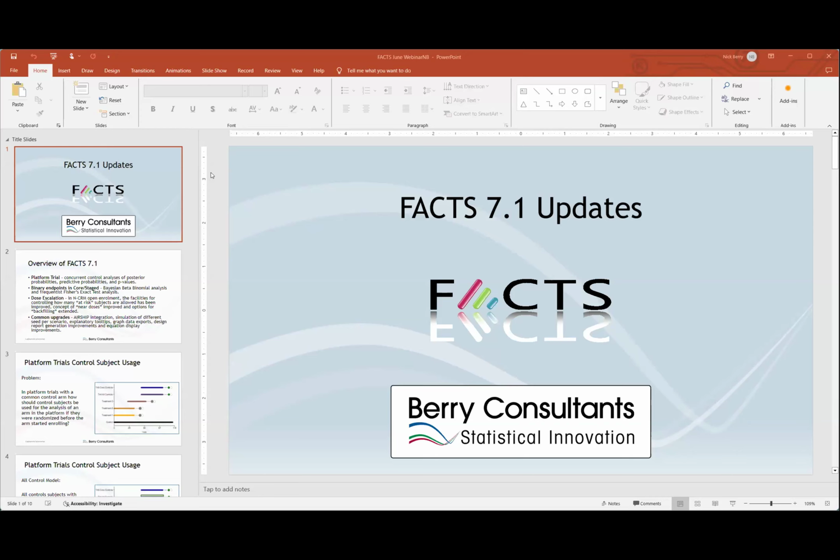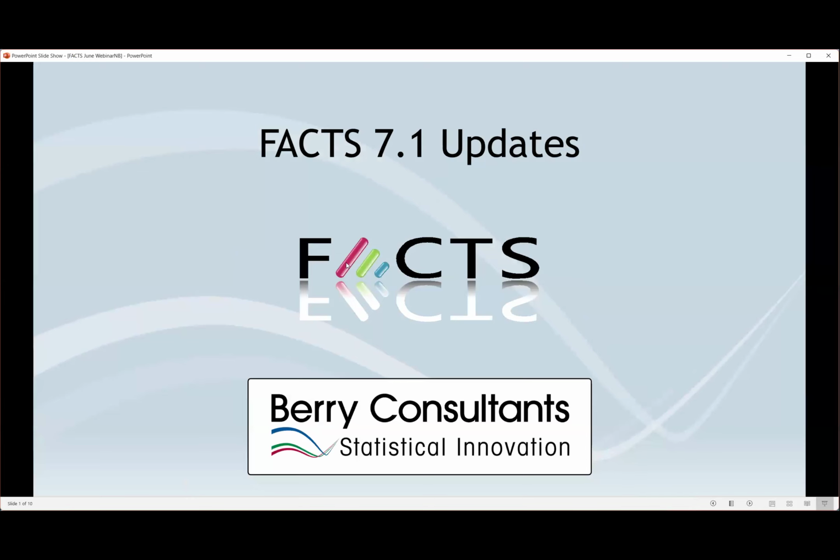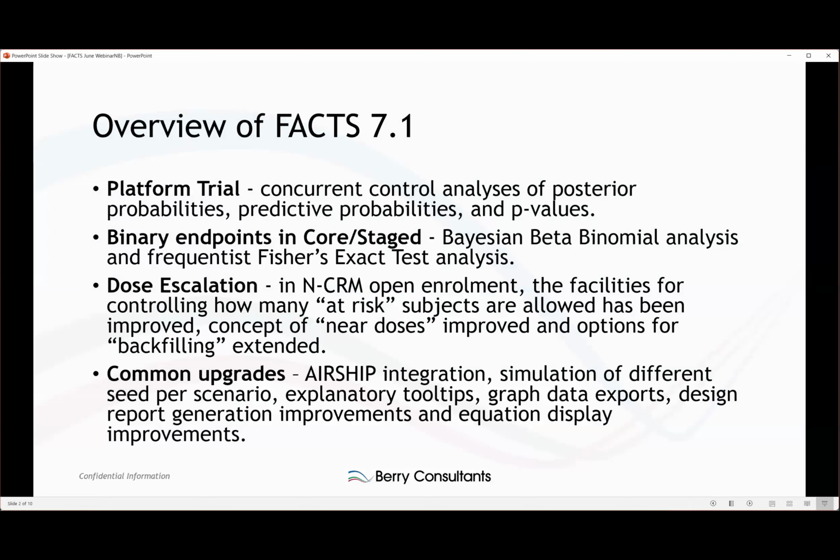What we're talking about today is the new version of FACS, which will be called FACS 7.1. I'm going to present something about platform trials at the beginning. Then Elias is going to talk about some changes we've made to core. There's a couple of new endpoint analysis models for dichotomous designs that affect both core and platform trials.